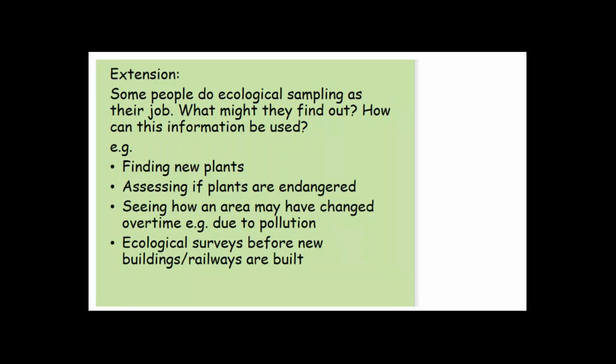And an extension: some people do ecological sampling as their job. What might they find out? And how might this information be used? It can be used to find new plants, assessing if plants are endangered, and to find their population size. Seeing how an area might have changed over time, this means assessing population size over time. And ecological surveys before new buildings, how railways are built, etc.